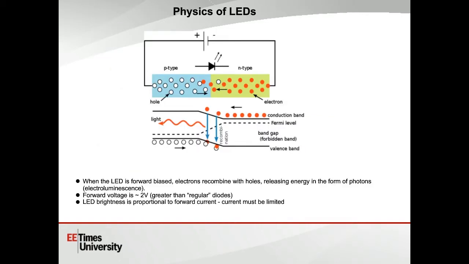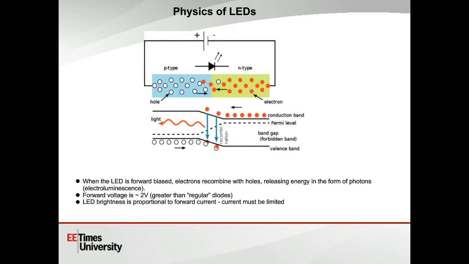Let's dive right into the physics of an LED. I don't know how many people on the call are engineers, but the LED is a semiconductor device, and it's essentially a diode, except it emits light. When it's forward biased, as you can see here, electrons recombine with holes in the device, and they release energy. And the energy is in the form of photons. This phenomenon is known as electroluminescence.